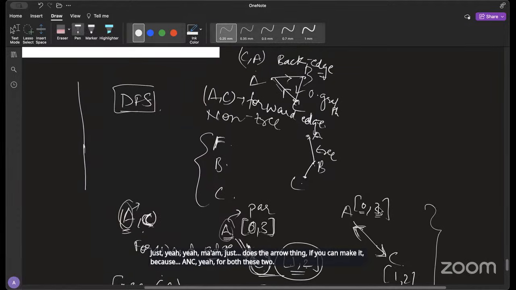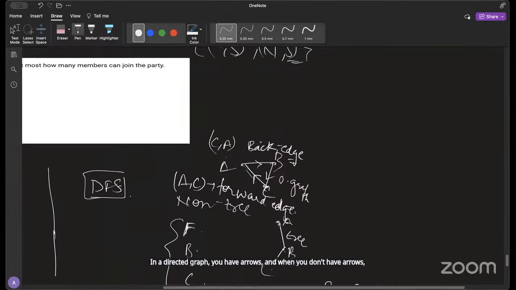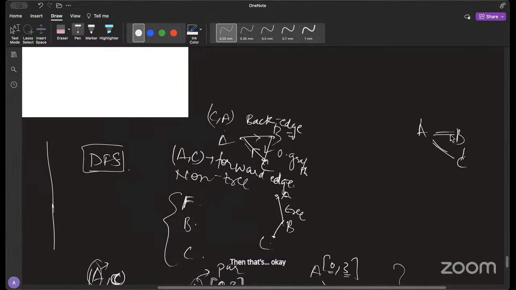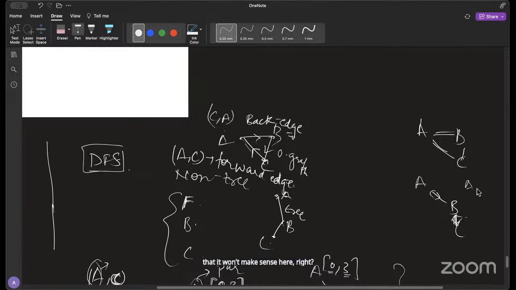In a directed graph, you have arrows, and when you don't have arrows, let's say you're taking an undirected graph, you're taking it this way. Then, okay, let's say you have this thing. Now, if you make a tree, you'll have A, B, and C. Obviously, you'll have to take some arrows here. So either you'll be taking both ways, then it won't make sense here, right? Now, if you take AC, this thing, because typically one arrow, when you take an undirected graph, means it's both ways.